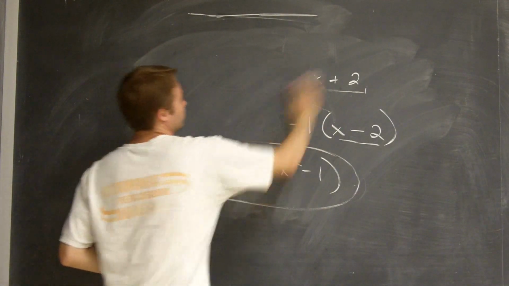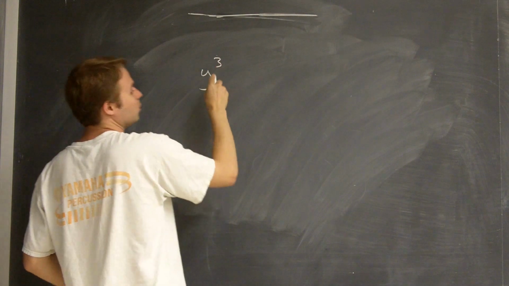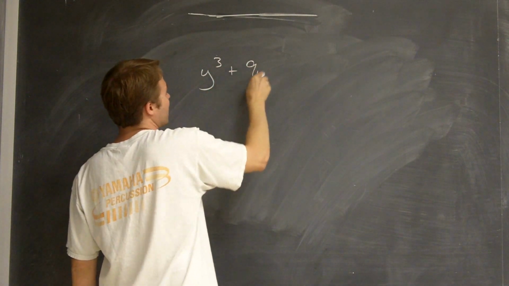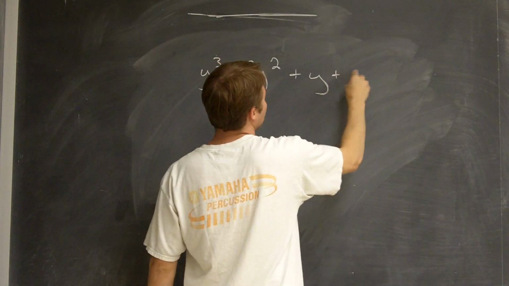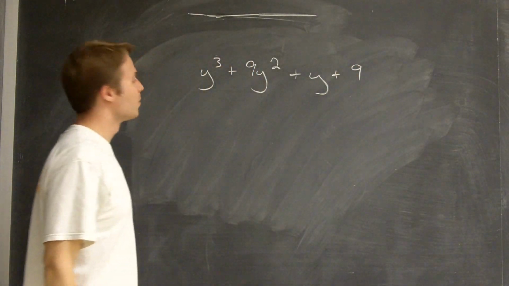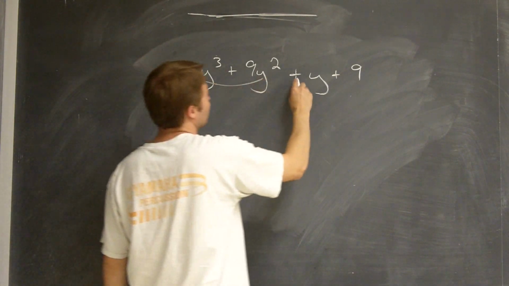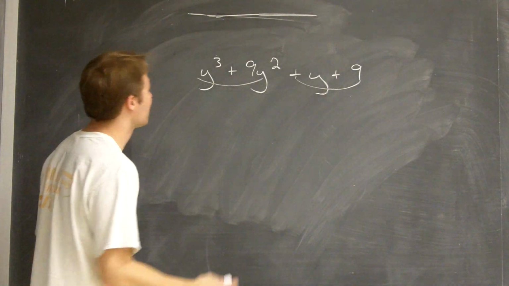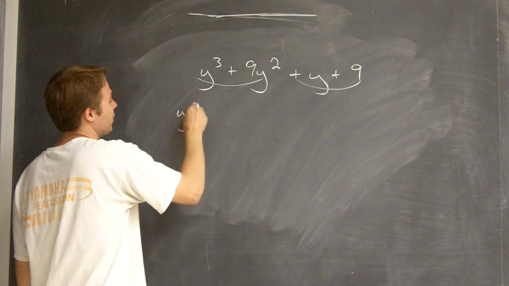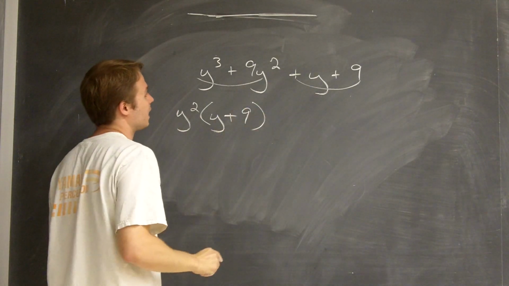So let's try one more. This one, y cubed plus 9y squared plus y plus 9. Again, I'm just going to try the natural grouping first. So I'll group these two and these two. If it doesn't work, move some things around and try grouping it in a different way. But in this case, I can pull out the y squared, and then I'll be left with y plus 9.